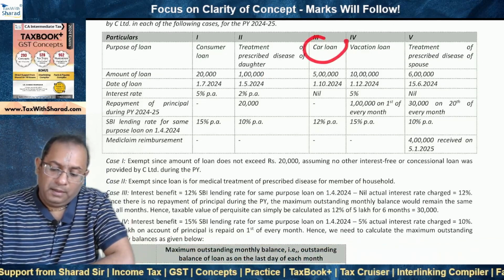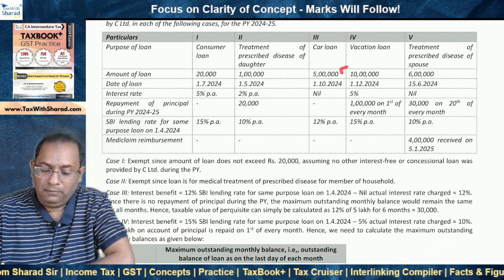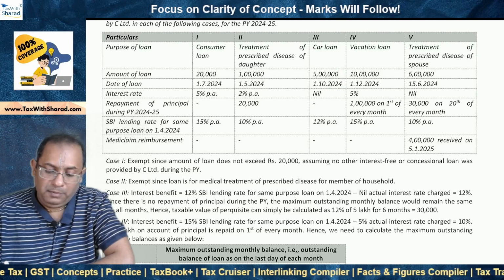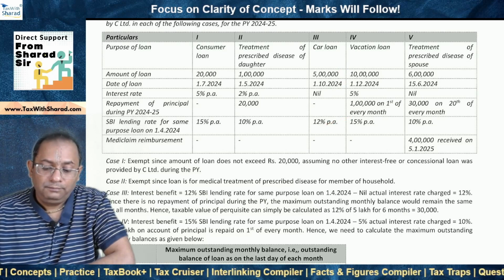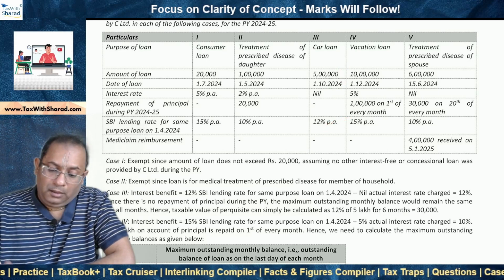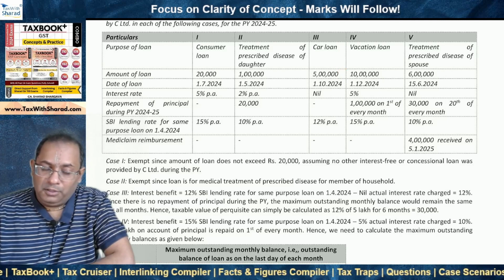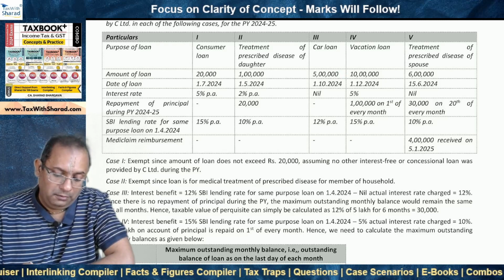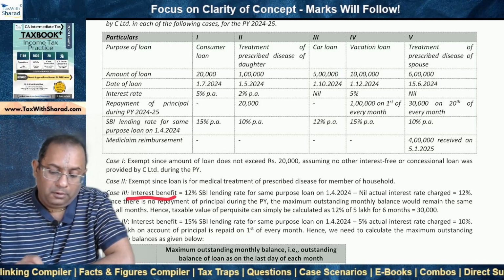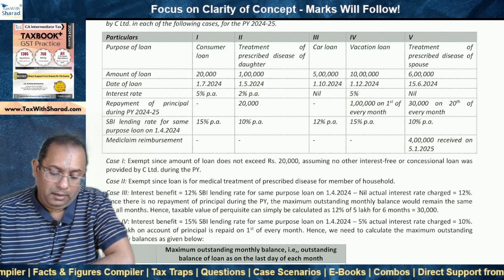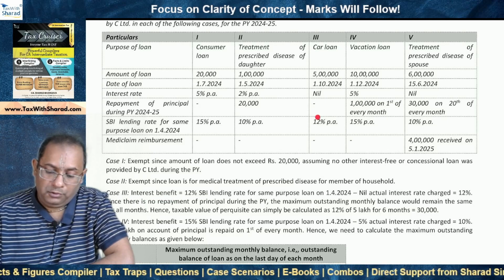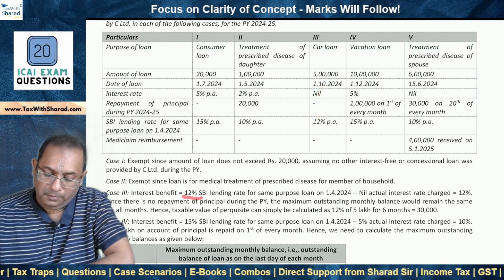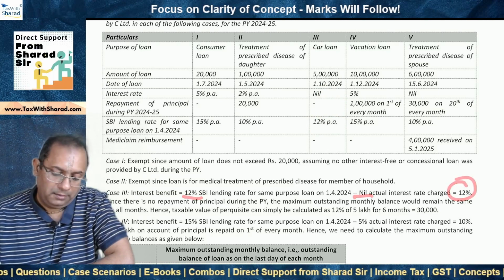In case 3, it is a case of a car loan of 5 lakh given on 1st October 2024, 0% interest, and the SBI rate is 12% per annum. So the 20,000 exemption doesn't apply, the petty loan exemption doesn't apply, and the medical loan exemption doesn't apply. So valuation will arise. And therefore, first we need to find out what? Interest benefit. Interest benefit is 12% per annum minus 0. It is 12%. So 12% minus nil is equal to 12%.